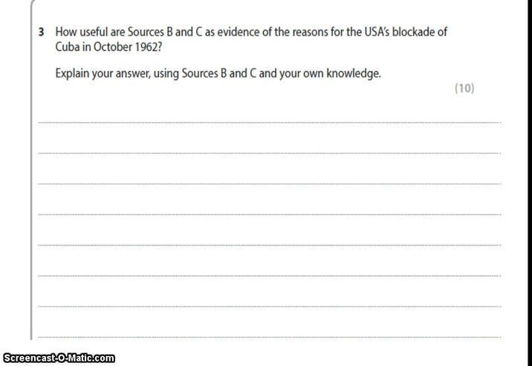Now we're on to a source-based question. How useful are sources B and C as evidence of the reasons for the USA's blockade of Cuba in October 1962? How useful, not how reliable, but what information can you ascertain from the source? What makes it worthwhile? Explain your answer using sources B and C and your own knowledge.